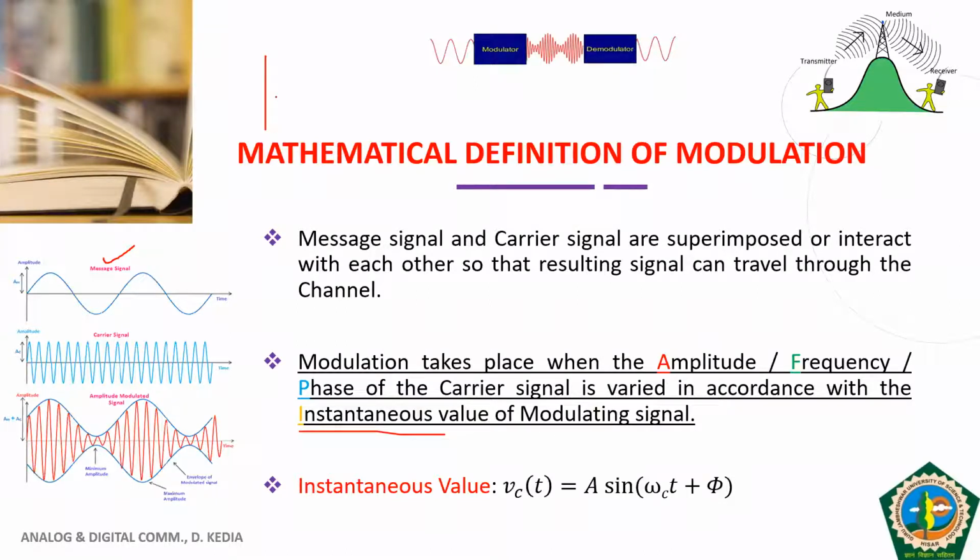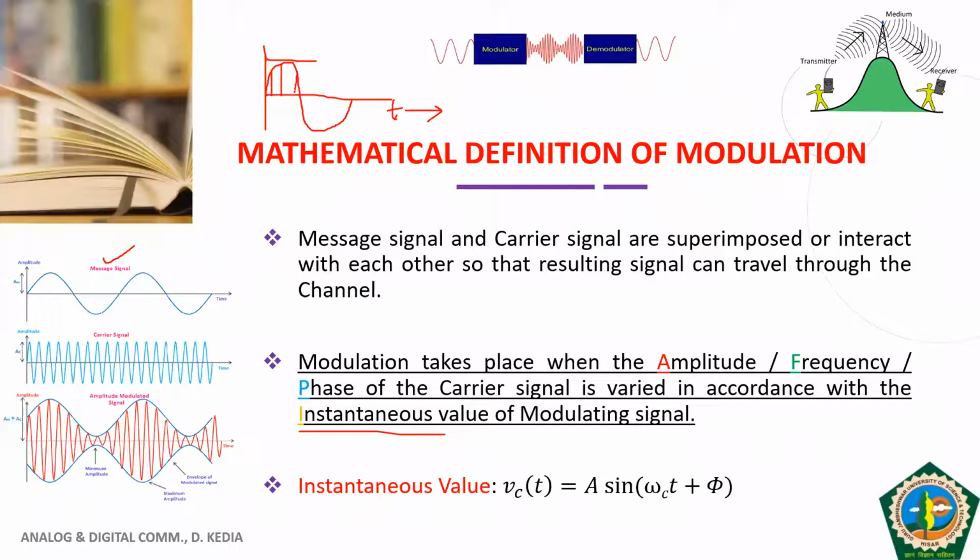If I draw a sine wave, say this is a sine wave. Now, the peak value is the amplitude. Peak value is fixed. Now, what is the meaning of instantaneous value? We know that on the x-axis we have time. It is a time domain signal. Instantaneous value means the value at a particular instant.